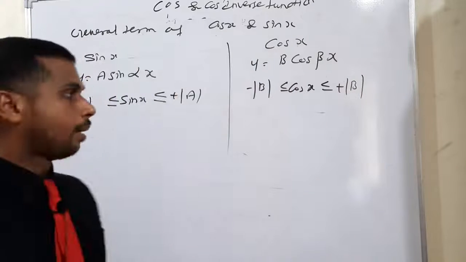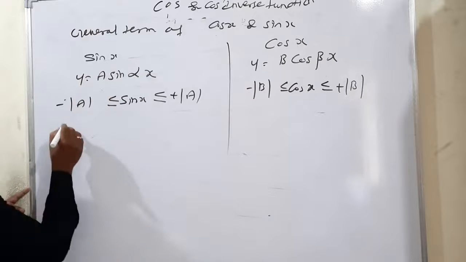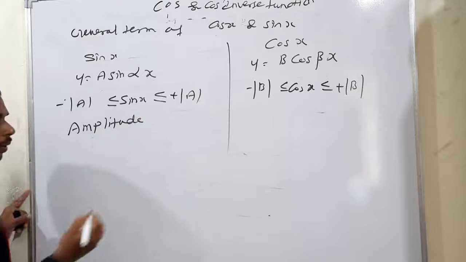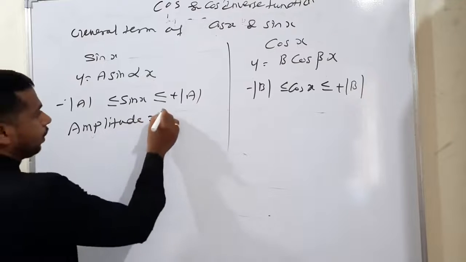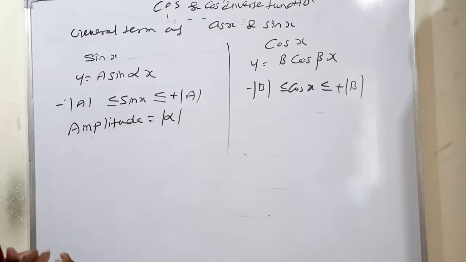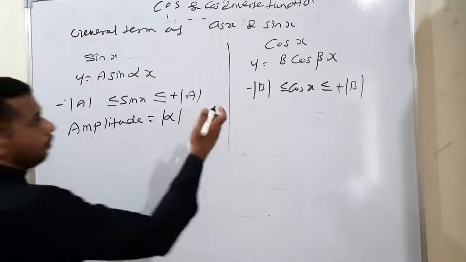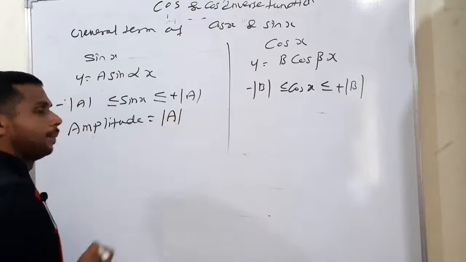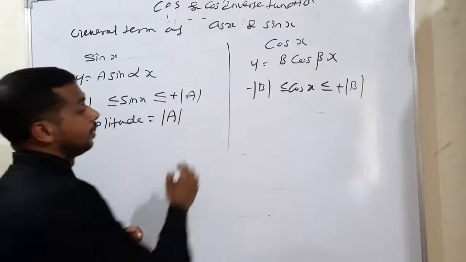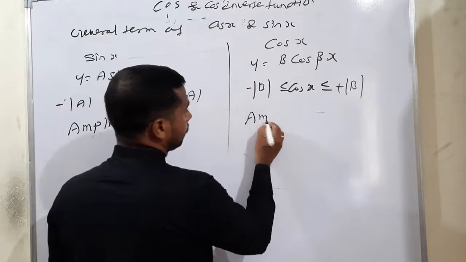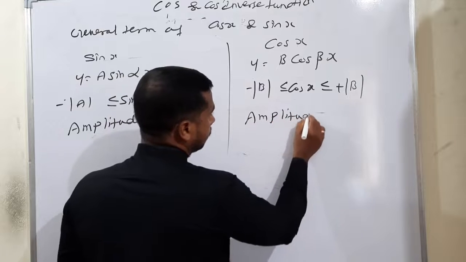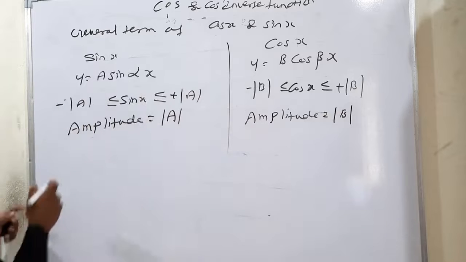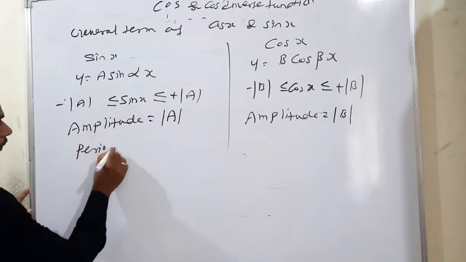How to find the amplitude? This is a 2 mark question, it's useful for you. The amplitude is the modulus of alpha. Sorry, this is the modulus of capital A. Then here the amplitude is the modulus of B. Then how to find the period?